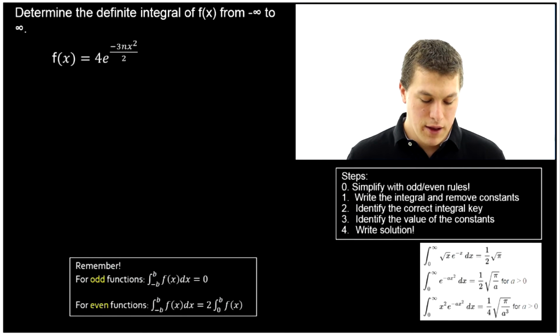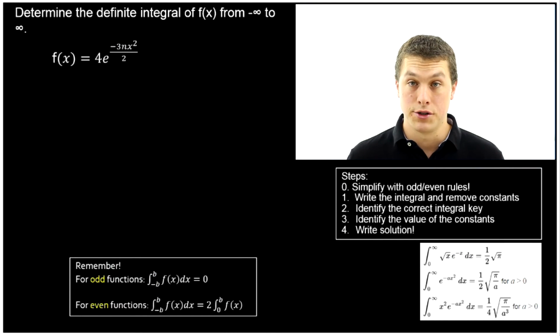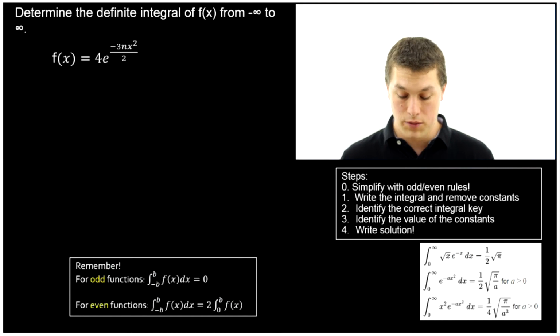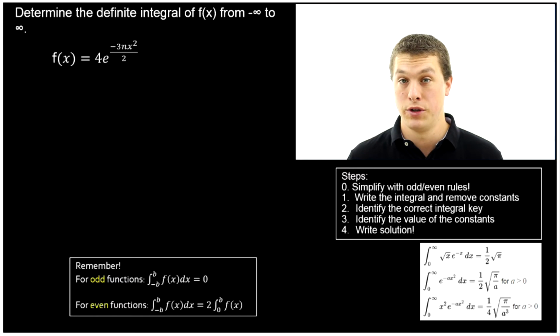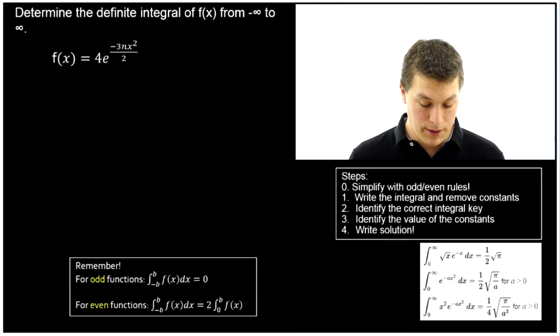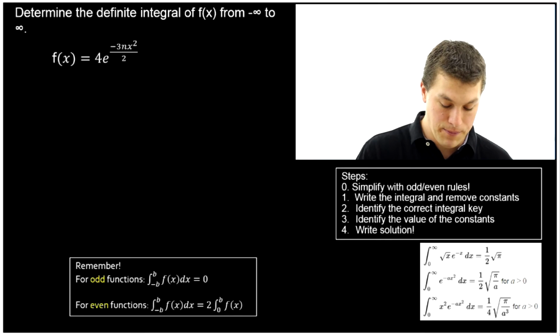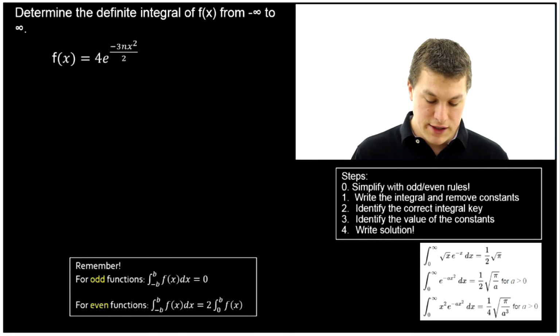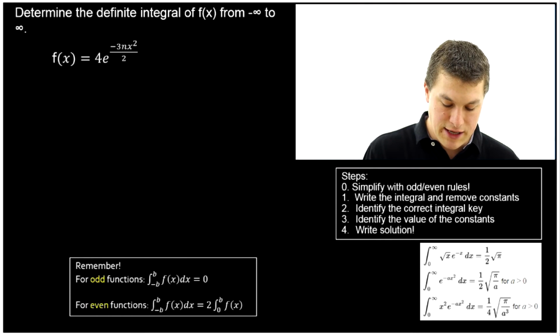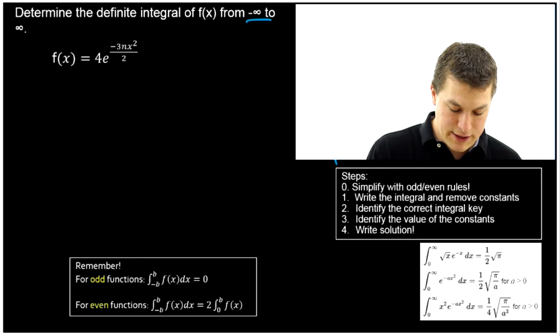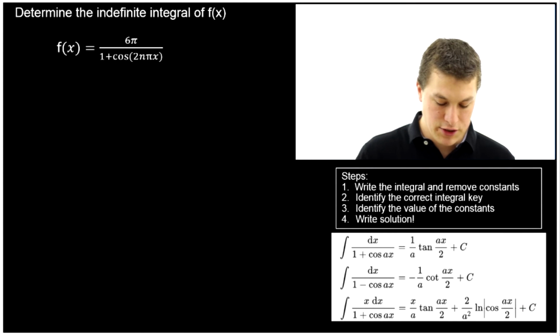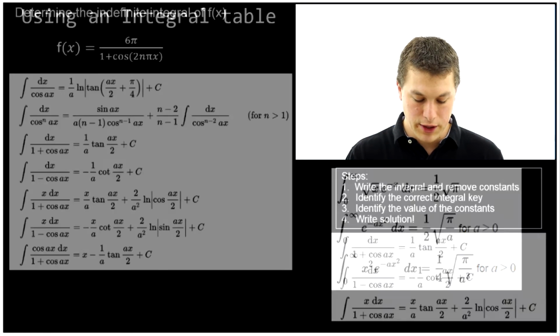Here we have an exponential function. And so if you want to try to find this argument or this function, you're going to want to look in the exponential section of an integral key. We know it's an exponential because we see that e. Now, further, this is a definite integral. It says determine the definite integral from negative infinity to positive infinity. And so that's going to change a little bit about what we do here.